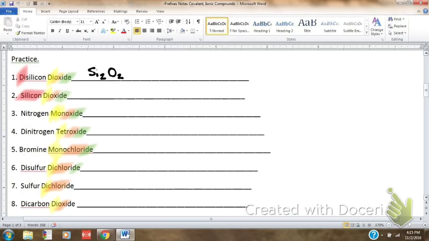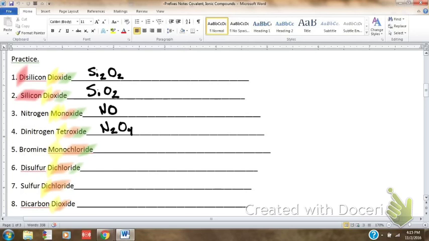Second one, silicon. Since it is just written as the name, it is the symbol. A symbol is always understood as 1. Dioxide, meaning 2 oxygens. Number 3, nitrogen. When it just has the name, there's 1. The second one always gets a prefix, even if there's 1. So mono means 1, so the chemical formula is NO. Next one, dinitrogen, has 2. Tetroxide, tetra is 4, so it's N2O4.